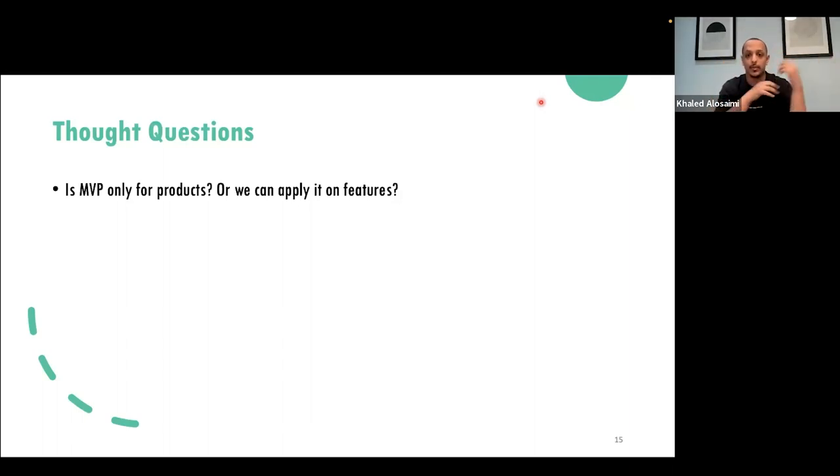On the other hand, we have the second group of PMs, or you can call it a school, that is saying that at the end of the day, it's an idea, regardless if it's a feature or a product or any kind of label that you put, you're trying to test something. I'm with this second thought, because at the end of the day, it's an idea. Flip the coin, it's a hypothesis. You really do not know if it will work or not.